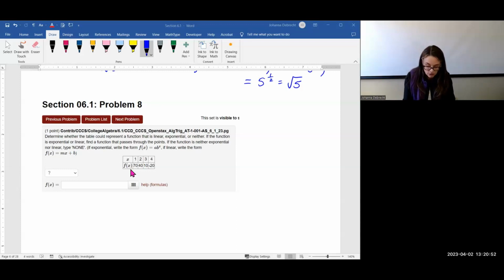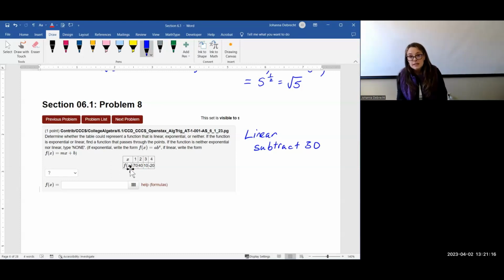That's subtracting 30. Then 2 increases by 1 to 3, and it goes down by 30 again. And then it increases from 3 to 4 by 1, and it decreases by 30 again. It's got to be linear. So I'm looking at this one, it's linear, and my rule is subtract 30, right? Which is basically giving me the slope.